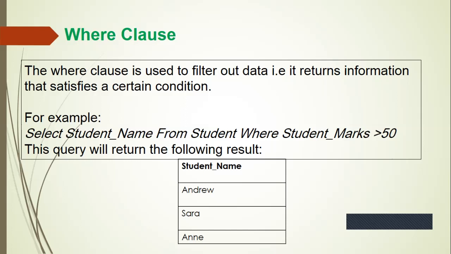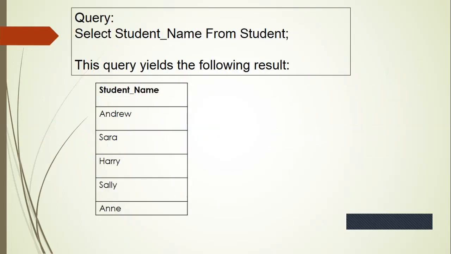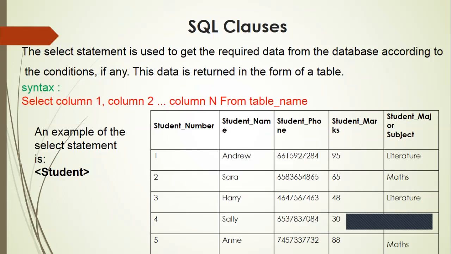Suppose they want to display the name of the students whose marks is greater than 50. Let us go back to the main table. Suppose I want to display the name of the students whose marks is greater than 50. So how will I write the query? Select student name, because I want to get the name of the student in output. So student name from student where student marks is greater than 50.